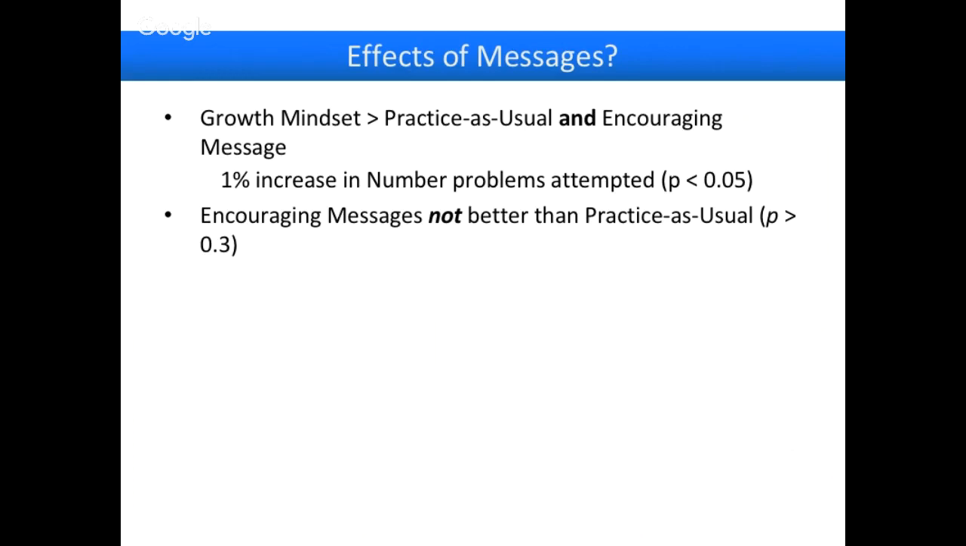And what that p-value of less than 0.05 meant is that if there was no difference in reality between growth mindset and practice as usual, then you would expect there was just a less than 5% chance of getting as big a difference as we found. Whereas when we compared the encouraging message against practice as usual, there was a difference in the means, but it was so small relative to the variation that it wasn't very unlikely that you would get that. You could well have gotten that by chance.